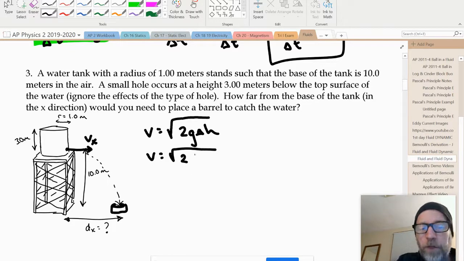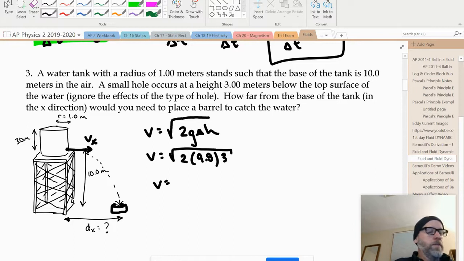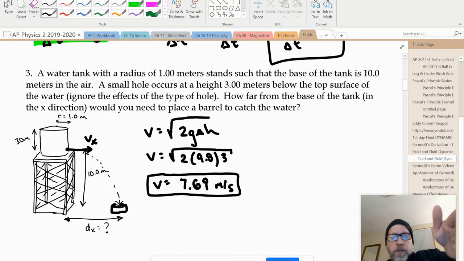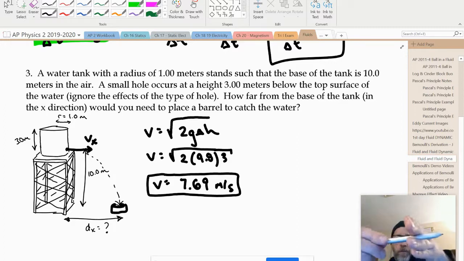So I'm going to go ahead and plug in the values that I know and get that velocity. So 6 times 9.8, take the square root. Did you guys get 8.74? Good, because the answer is really 7.69-ish meters per second. And that's going to come out. We are going to assume that that wall is perpendicular or straight up and down, so that when it's coming out, it's going to come out in the x direction.